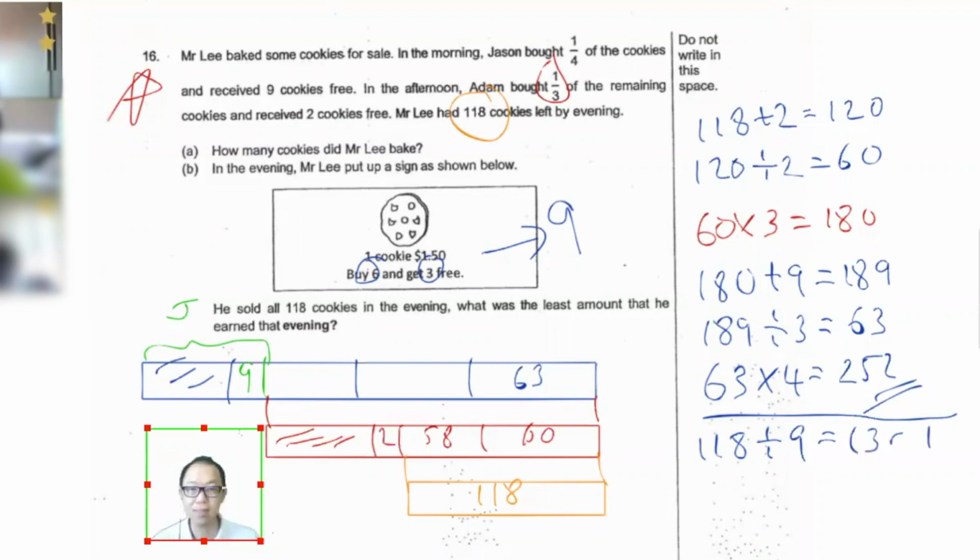So we get 13 remainder 1. So this additional 1 cookie will be sold for $1.50. 13 packets. 1 cookie $1.50, buy 6, get 3 free. So we got to take $1.50 times 6, which will give us $9. Because one packet like that costs $9.